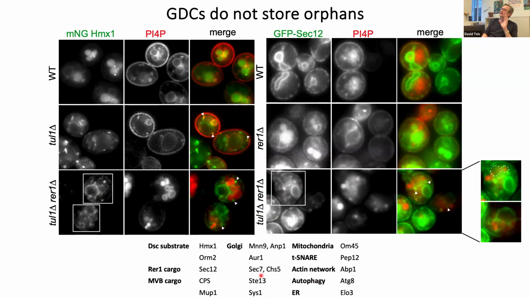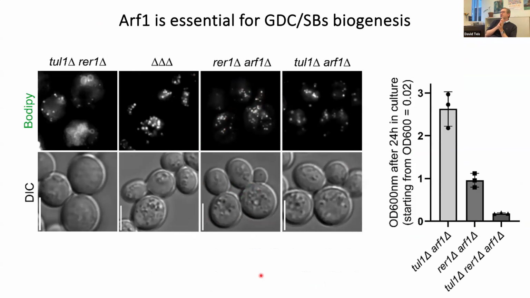But what we do think is that they are very important for the survival of these cells. Because if you knock out ARF1, these compartments completely disappear. So here we label the compartments with BODIPY. You can label them with BODIPY because they are rich in neutral lipids. If you delete ARF1, these compartments are completely gone. But the cells now grow very, very poorly. They're almost not alive anymore. Now we can just barely keep them growing. So somehow ARF1 is essential for the biogenesis of these Golgi-derived compartments.